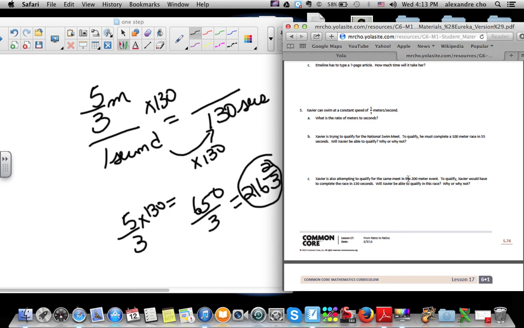Because he's able to swim 200 meters, which is the minimum, he actually can swim much more than 200 meters in 130 seconds. Okay?